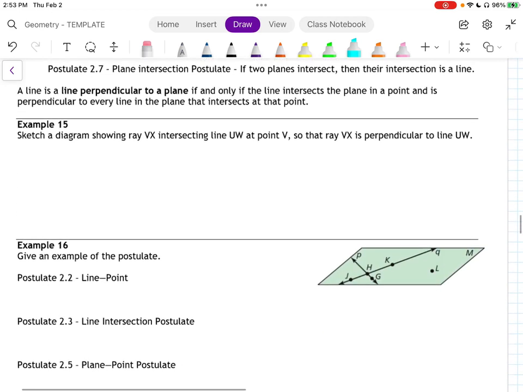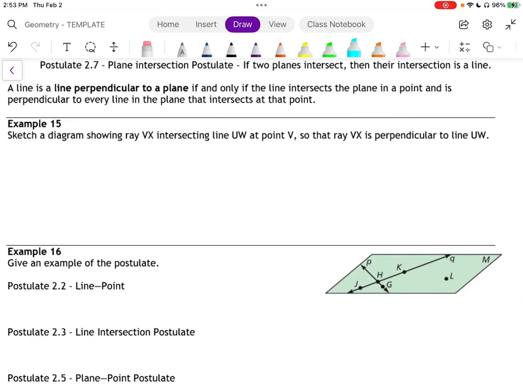All right, example 15. So we're supposed to sketch a diagram. Sketch a diagram showing ray VX intersecting line UW at point V, so that ray VX is perpendicular to line UW. So we have 2 items here.